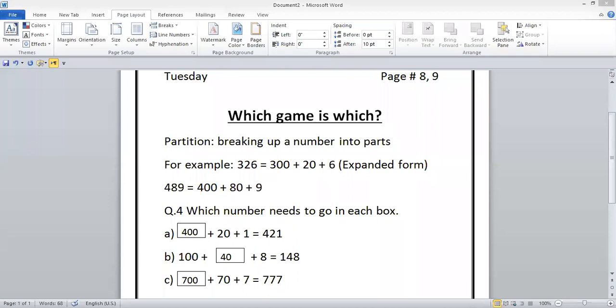Now I'm going to write the names. D. What is D, guys?